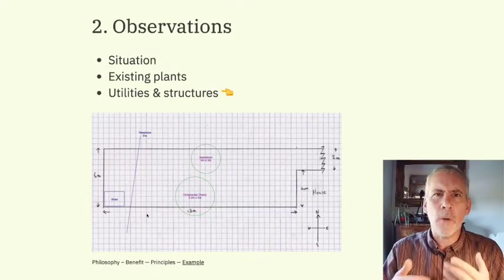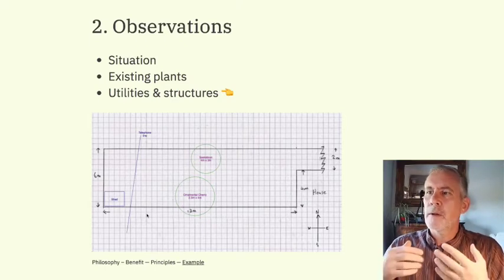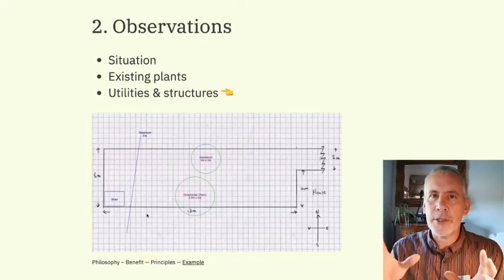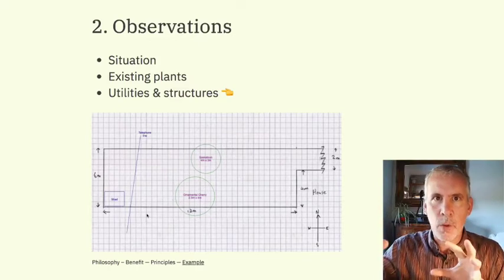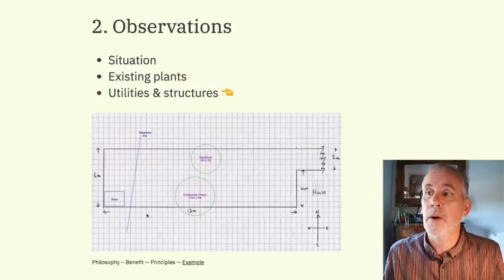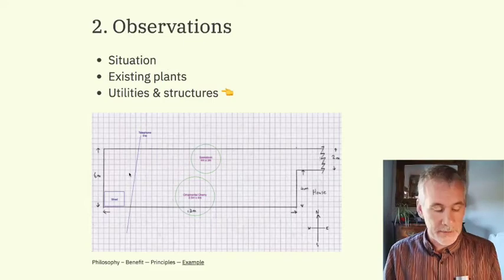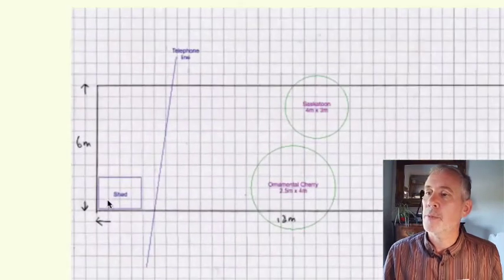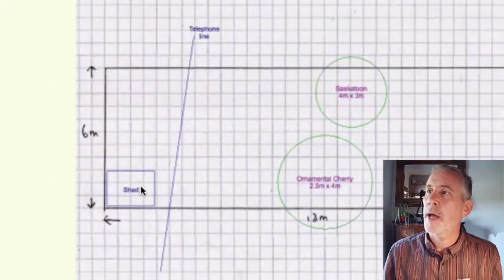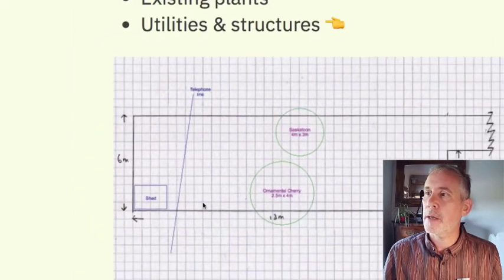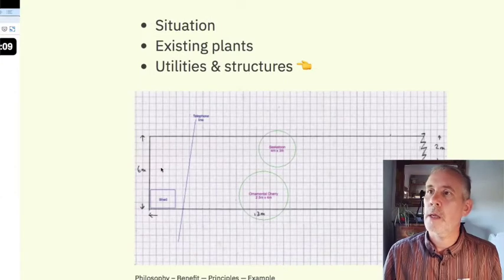So I kind of hope this format gives you an idea of the order in which to do things. So you've established your situation, you put your existing plants onto the plan, the ones that you aren't going to cut down, obviously, and now it's time to put on the utilities and the structures. So there is a shed which is being kept, which is down here, and there is a telephone line which runs across the back of the garden here. Okay.